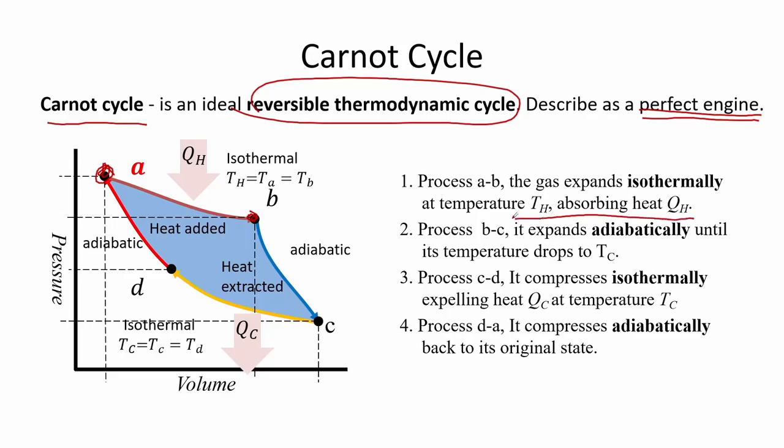It then proceeds to process B to C, where it expands adiabatically until its temperature drops to TC. After that it goes to process C to D, where it compresses isothermally, expelling heat QC at temperature TC. Finally it goes back to process D to A, where it compresses adiabatically back to its original state.